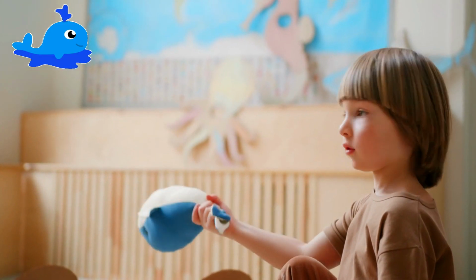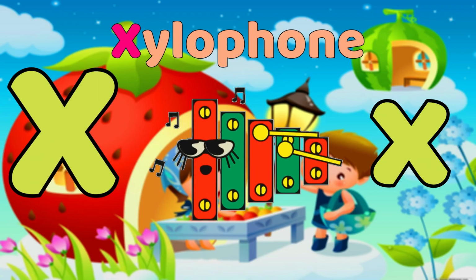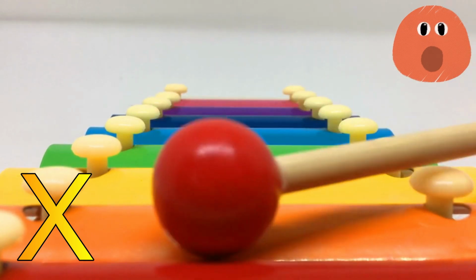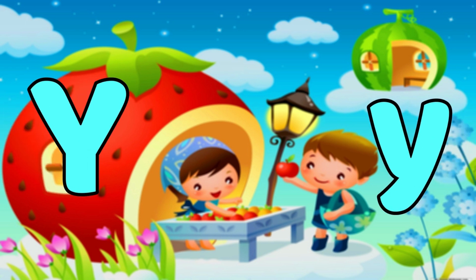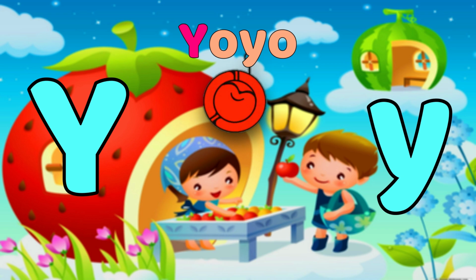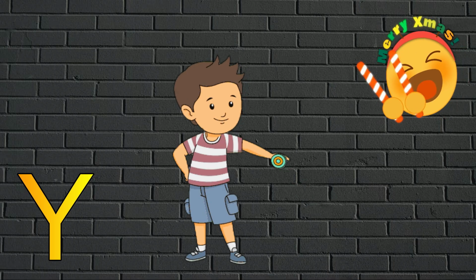W, whale. X is for xylophone. Z, z, xylophone. X, xylophone. Y is for yo-yo. Y, y, yo-yo. Y, yo-yo.